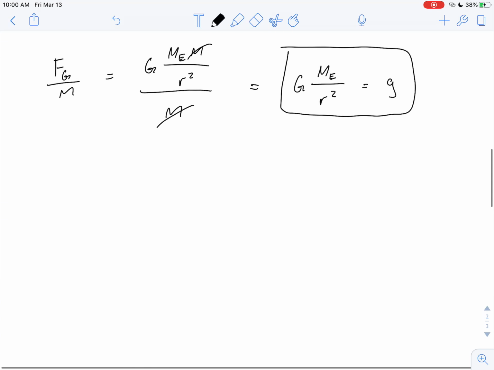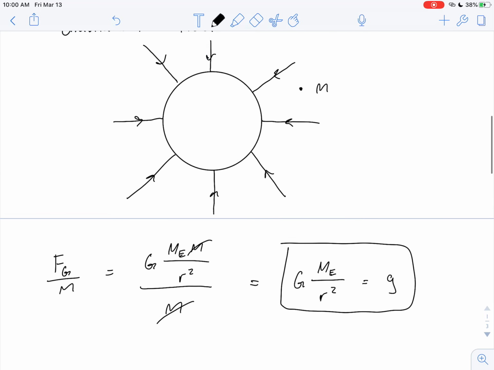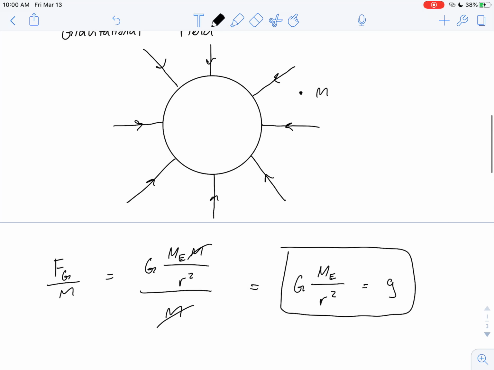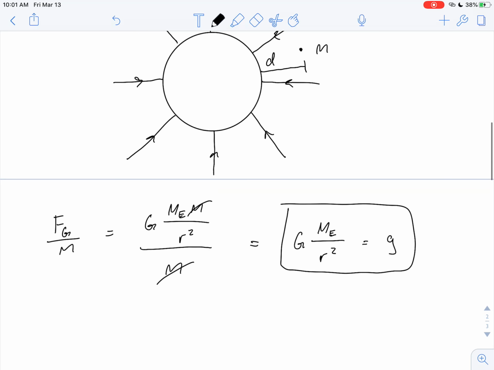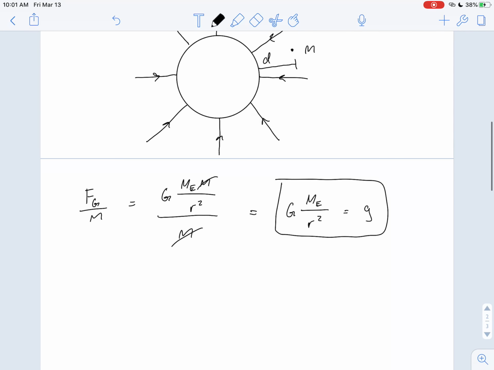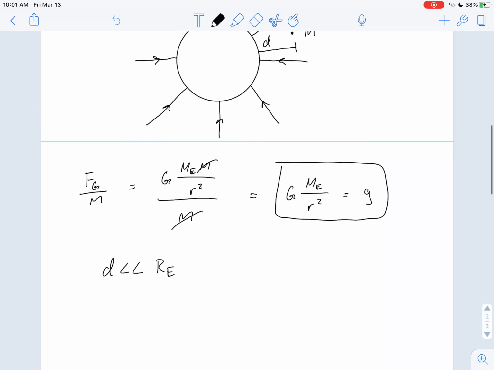And then what I want to do with this is find the gravitational field for points that are really close to Earth. If we imagine this satellite is some distance away from the surface of Earth, we'll call this D, and we're looking at any scenario where the distance is much less than the radius of Earth. So we're really close to Earth, and I want to find the gravitational field when an object is that close.